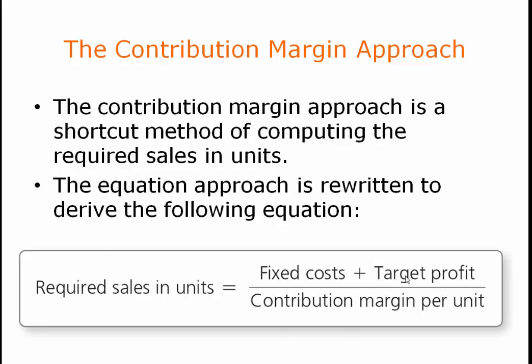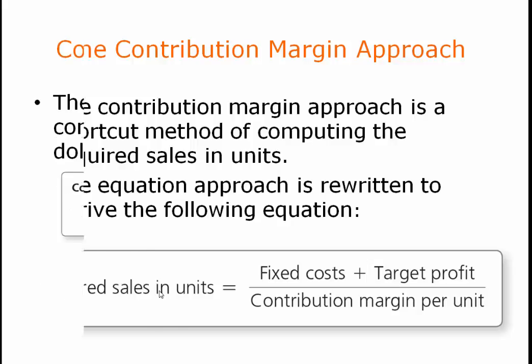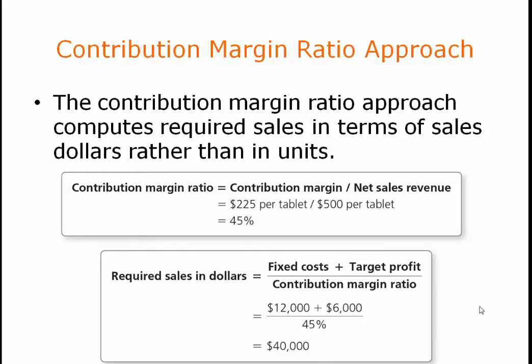So we're going to take fixed cost plus targeted profit divided by contribution margin. It tells us how many sales in units we need to sell in order to make our targeted profit. And of course, if you wanted to figure out what your break even is, you make this targeted profit number 0. And then this one's the ratio. It's the same kind of deal.